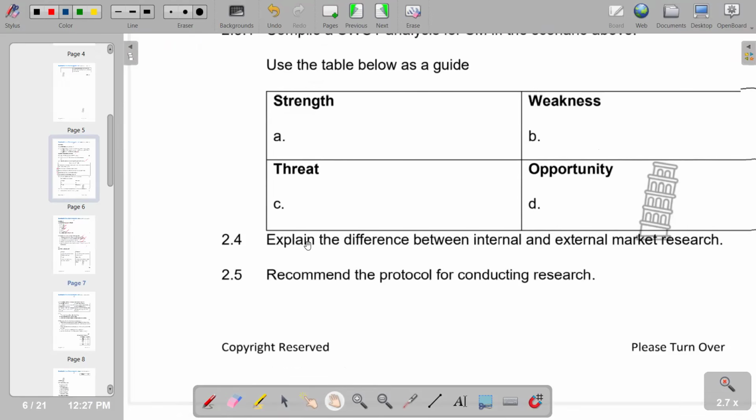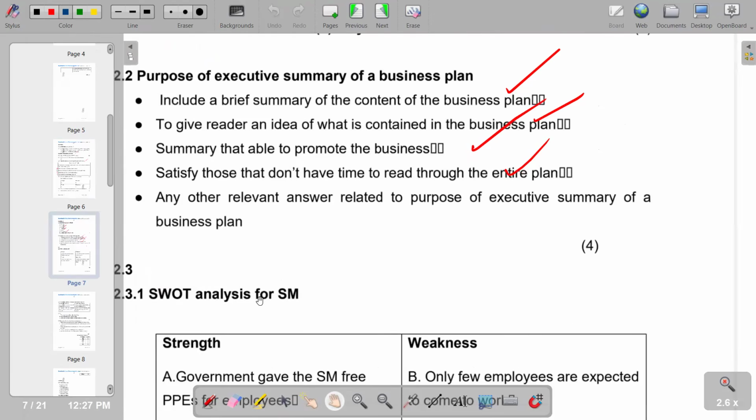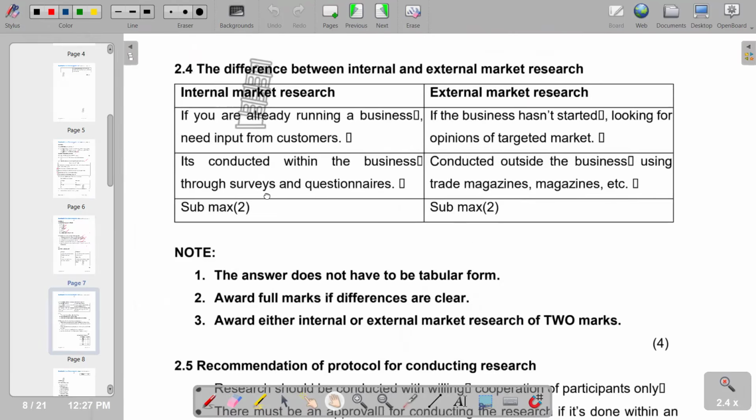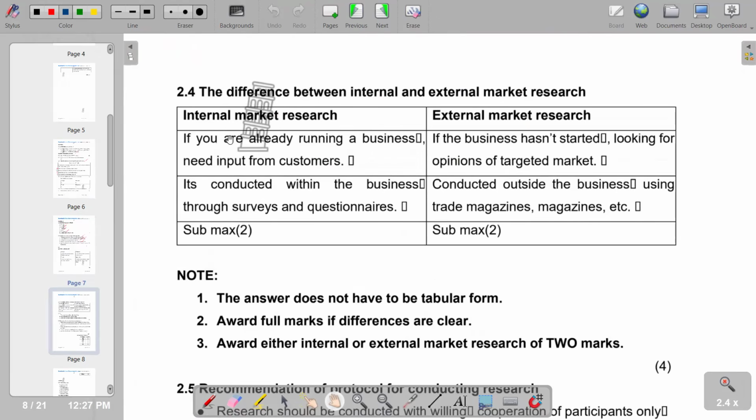We go to 2.4, explain the difference between internal and external market research. What is the difference between internal and external market research? So we have a tabulated analysis of the difference, whereby under internal market research, we are saying if you are already running a business, you need input from customers, then under external market research, if the business hasn't started, looking for opinions of the targeted market.